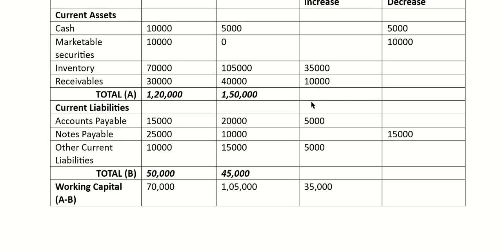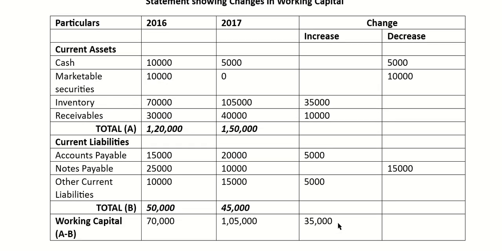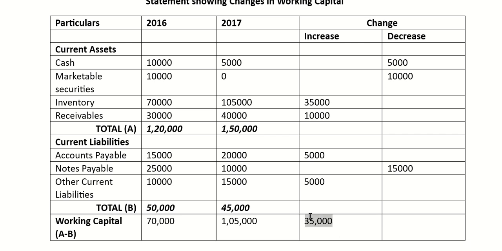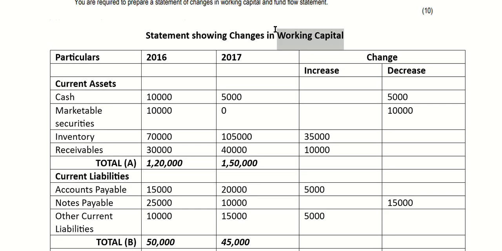Okay, by finding this, what will happen? We have completed our statement showing changes in working capital. We just show what change happened to working capital and what all caused that change, isn't it? We have seen the increase and decrease in each current asset and current liability. So, as the name says, we have seen the change in working capital, and the statement is showing the complete reason for the change in the working capital.